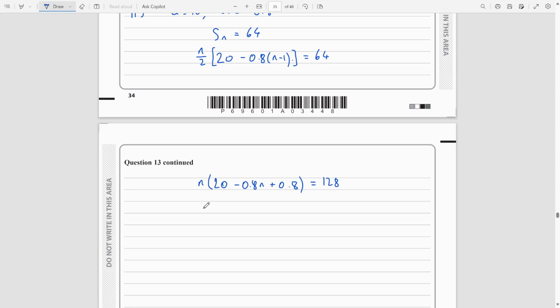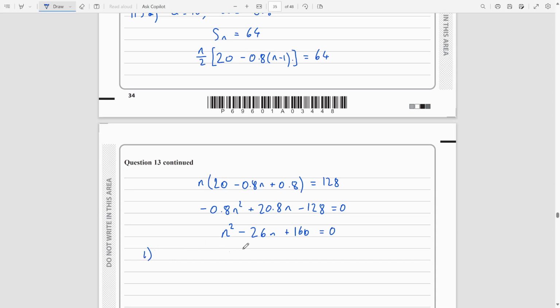Expanding and simplifying, I get minus 0.8n squared, and I get 20 plus 0.8, so plus 20.8n, and let's just subtract the 128 as well, equals 0. Dividing through by negative 0.8, I get n squared. Now 20.8 divided by 0.8 is minus 26n. And then minus 128 divided by minus 0.8 is plus 160. So that is part A done.